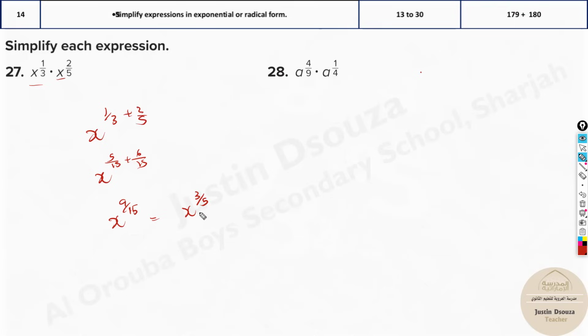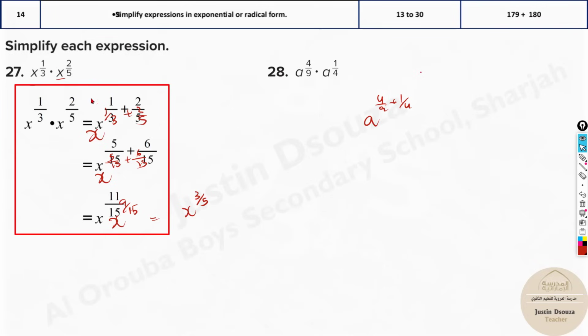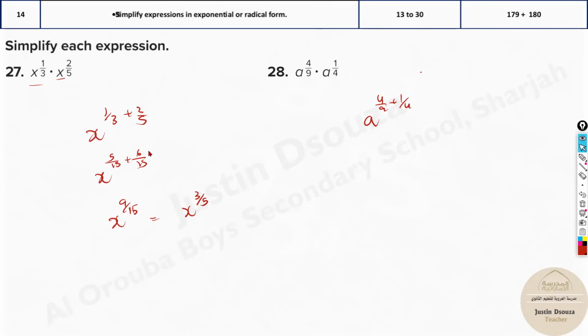So that's the answer. Similarly, over here, what you need to do is 4 by 9 plus 1/4 and solve them up. Directly put these values in the calculator. Okay, over here, I just realized that I've written it correctly. 5 plus 6, I wrote 9, I don't know why.